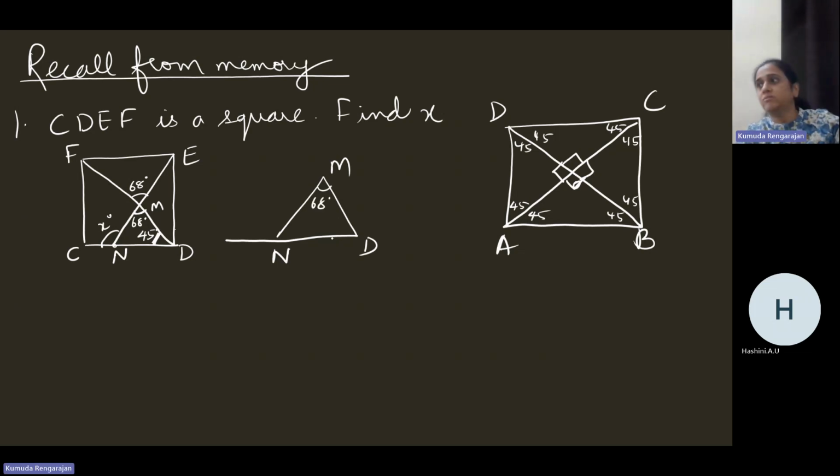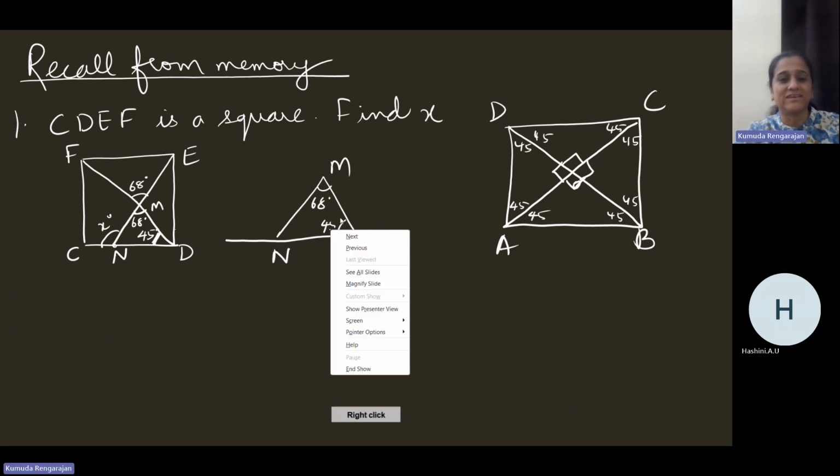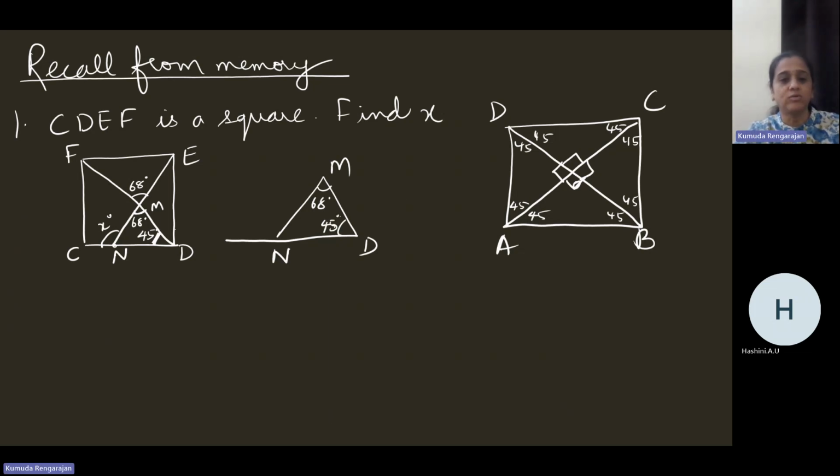You're partly looking at the board, partly doing something else. What are you doing? You shouldn't look away from the board. This is 45. This is 45. So what is x? X is equal to 68 plus 45, exterior angle property.